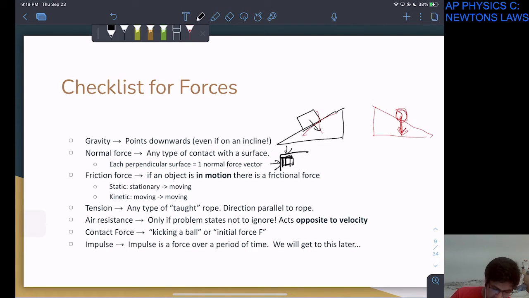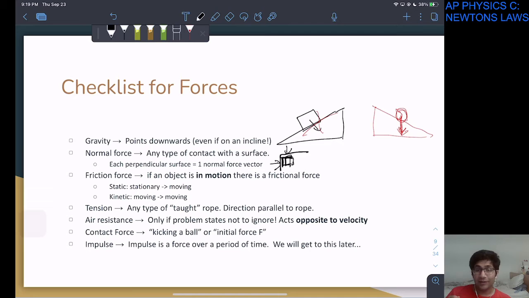Okay, frictional force is the next one. So I think, okay, the object is in motion on a surface, and if we're given a coefficient of friction, for example, then we know what to do. There's a frictional force, but I also think about what kind of frictional force. Is it static or is it kinetic?